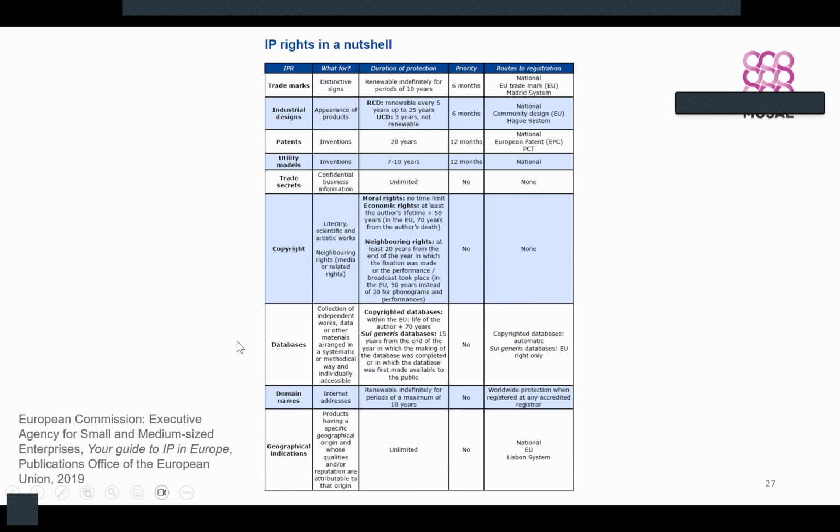If you wanted to complete the list of what may be protectable at the European level, for sure you already know about domain names. Internet addresses may be protected. You register your internet address. And you may also protect products that have a specific geographical origin. This is, for example, in Italy, quite common for agricultural products. And you may also protect collections of works and data that are called databases.